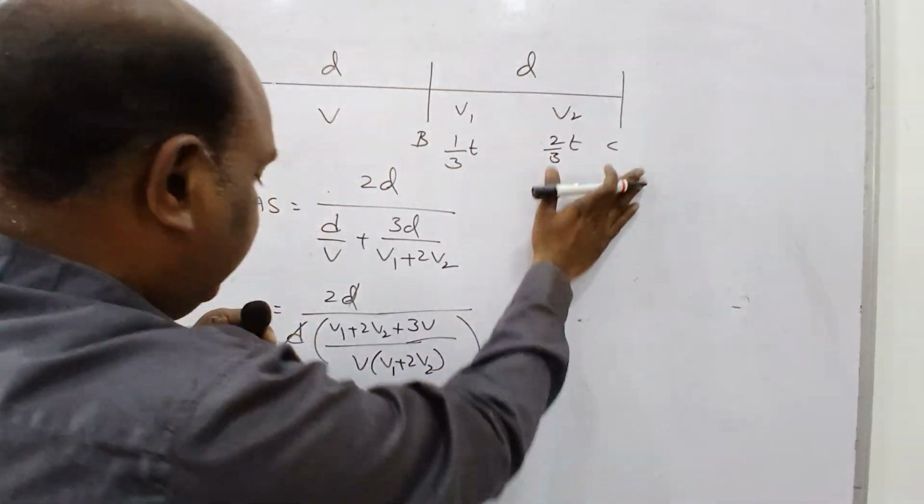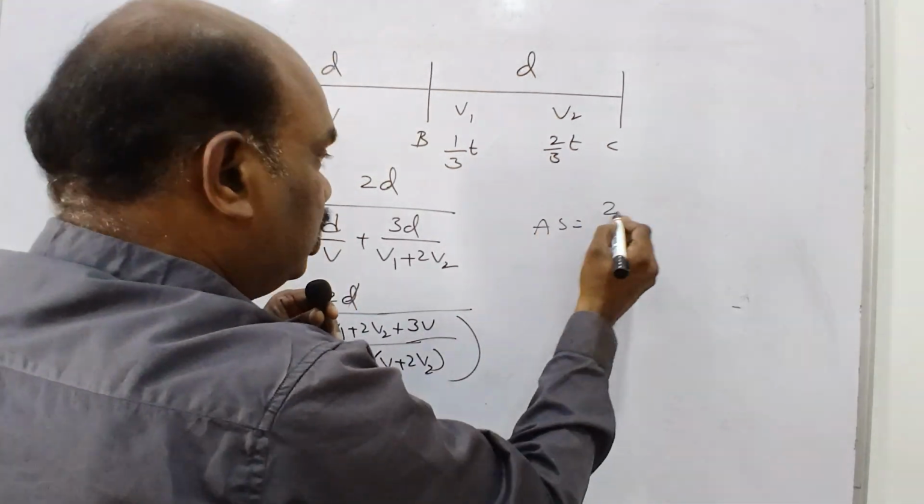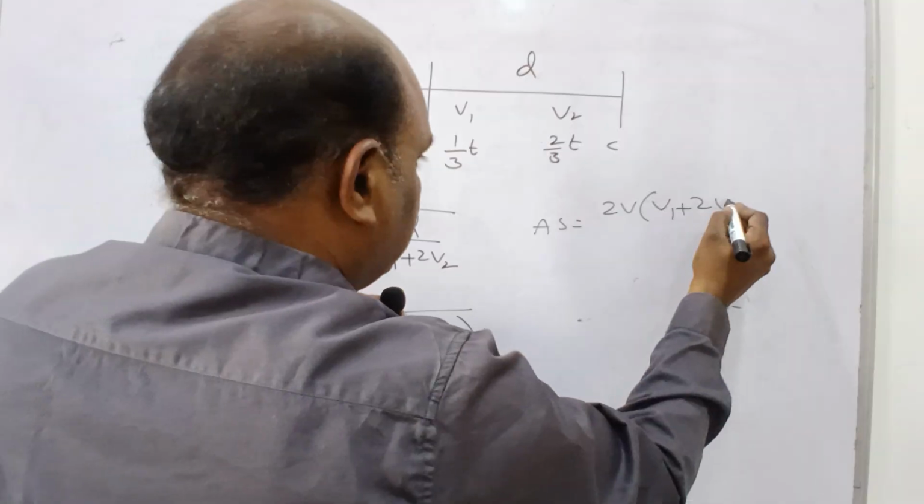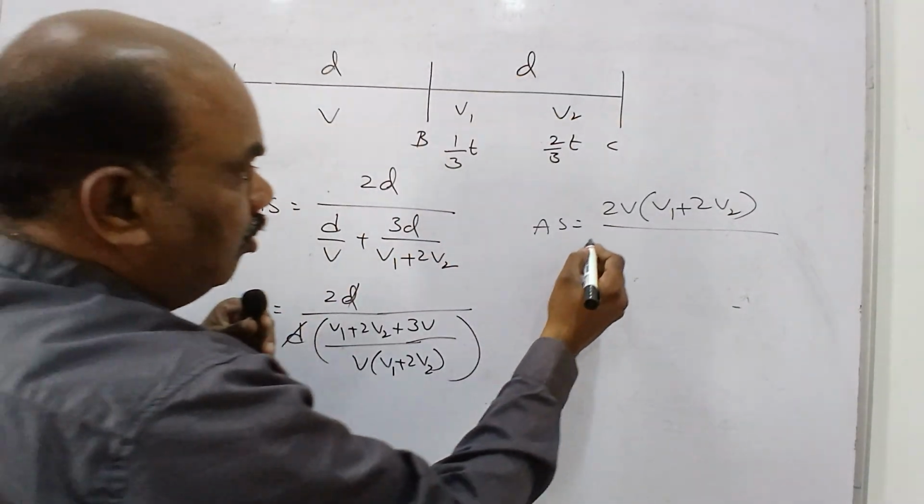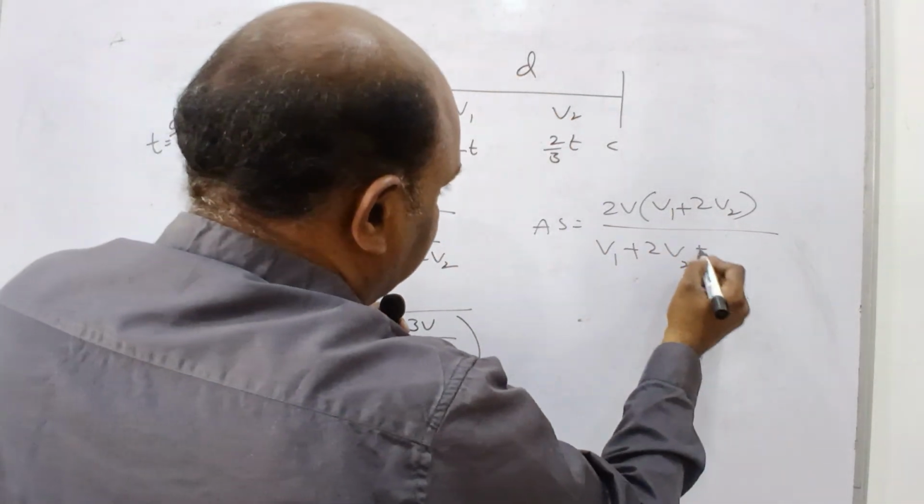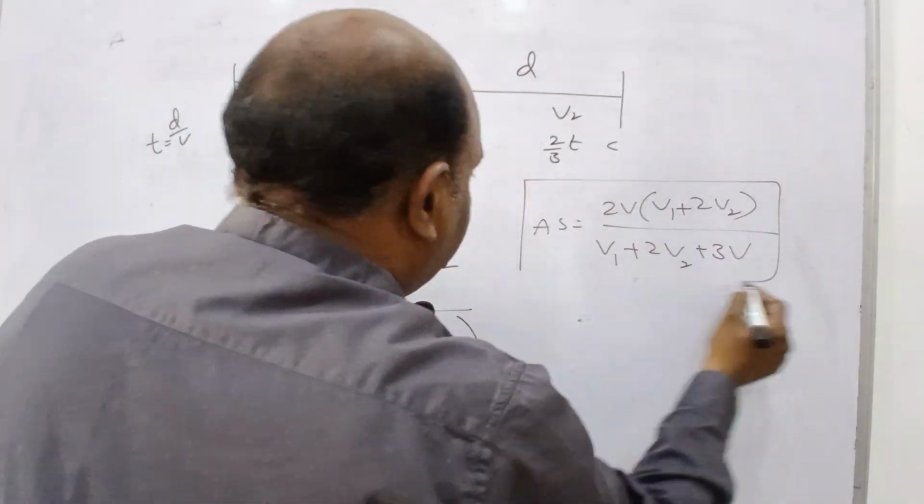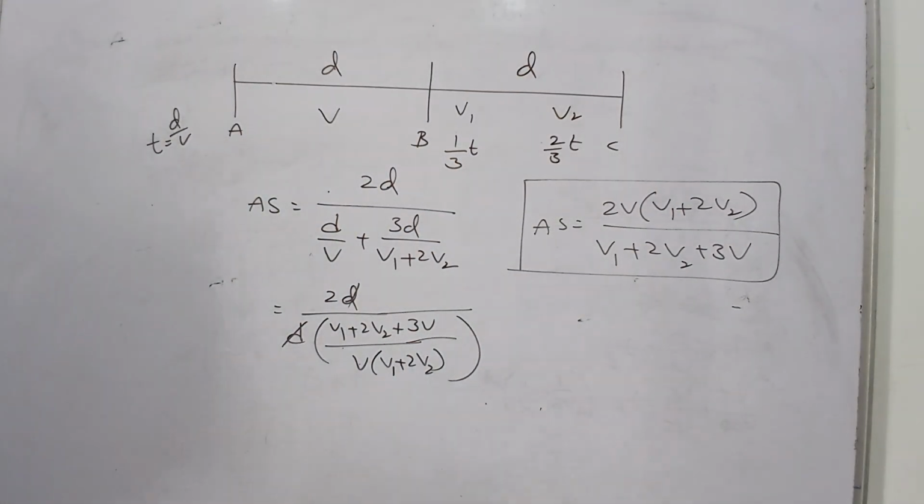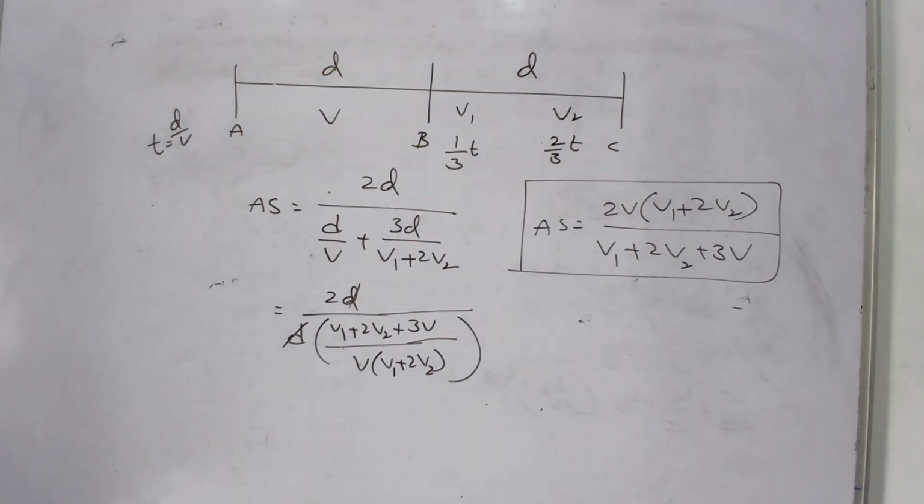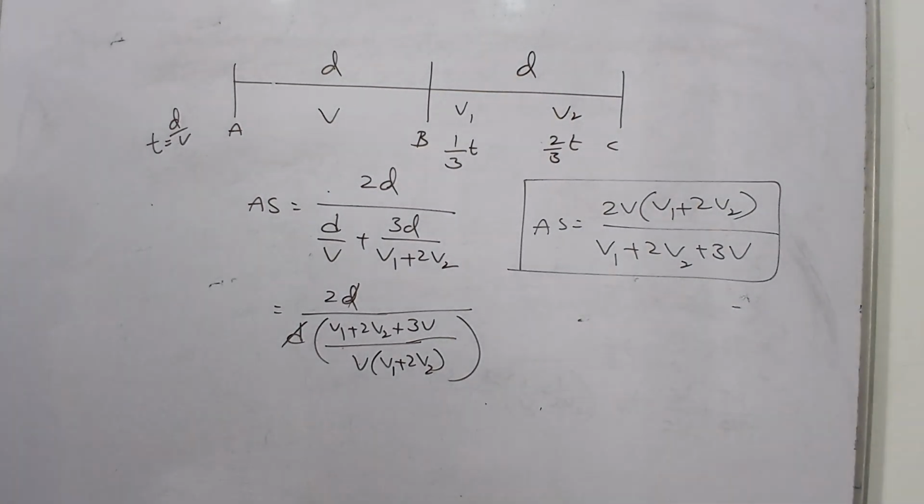Now the final answer: average speed is equal to 2v into v1 plus 2v2 by v1 plus 2v2 plus 3v. This is what average speed is. If the first half is half of the distance with v speed, and the remaining half distance with v1 speed and v2 speed, the average speed formula is 2v into v1 plus 2v2 by v1 plus 2v2 plus 3v. This is the answer for this question. Very important question.